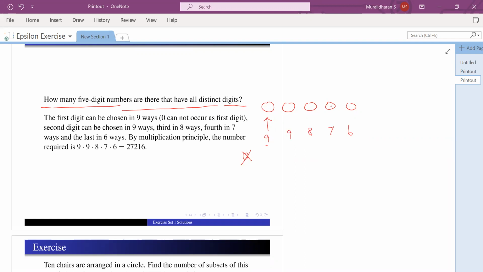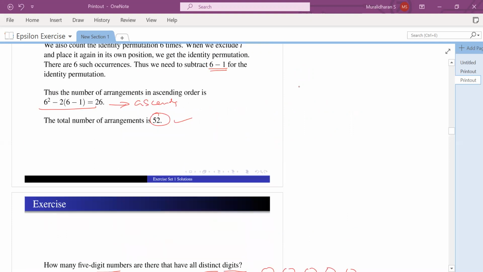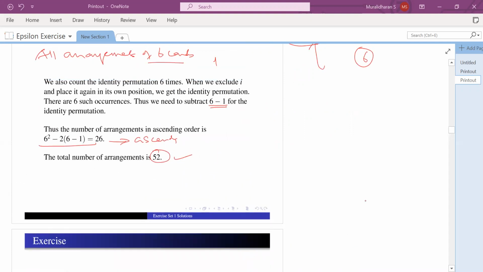Yes, Lakshmi. I understood the thing, but why are we subtracting 5 for the identity permutation? If we are counting just the identity permutation in the previous part, why do we count it 6 times? No, no, that's what I said.